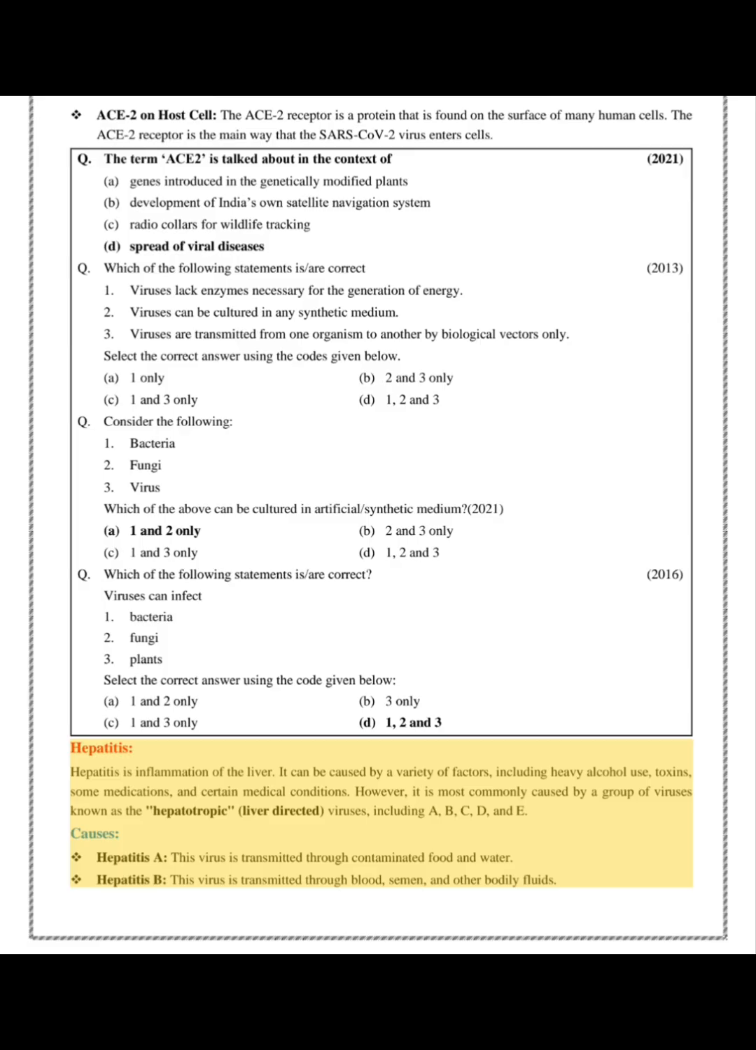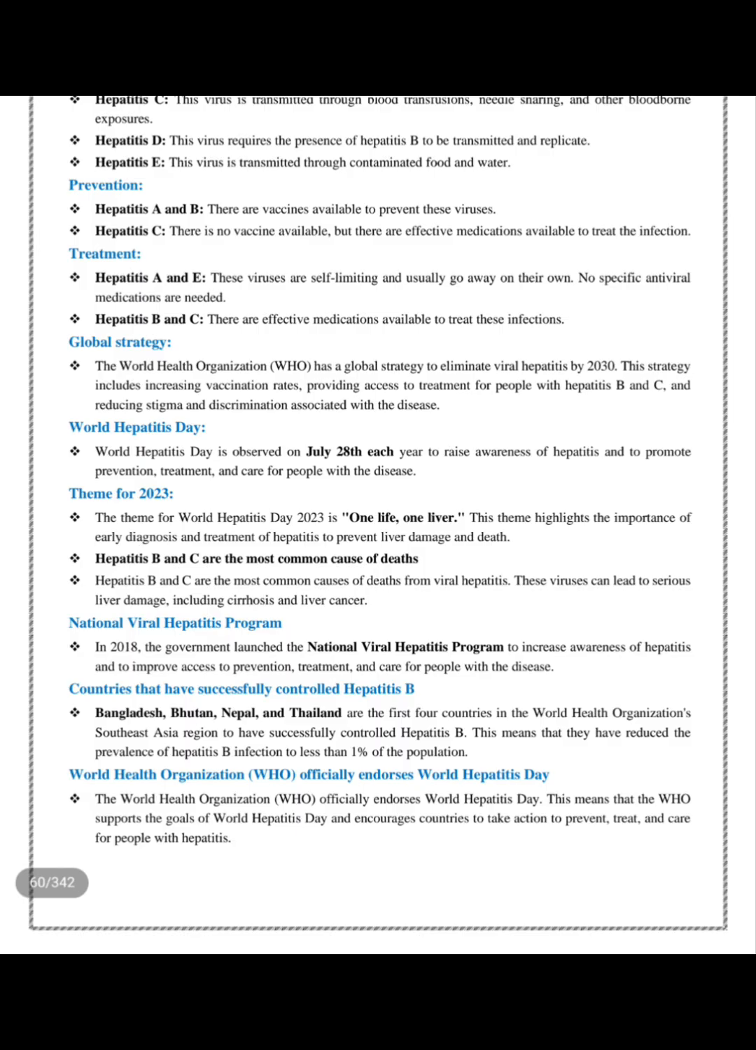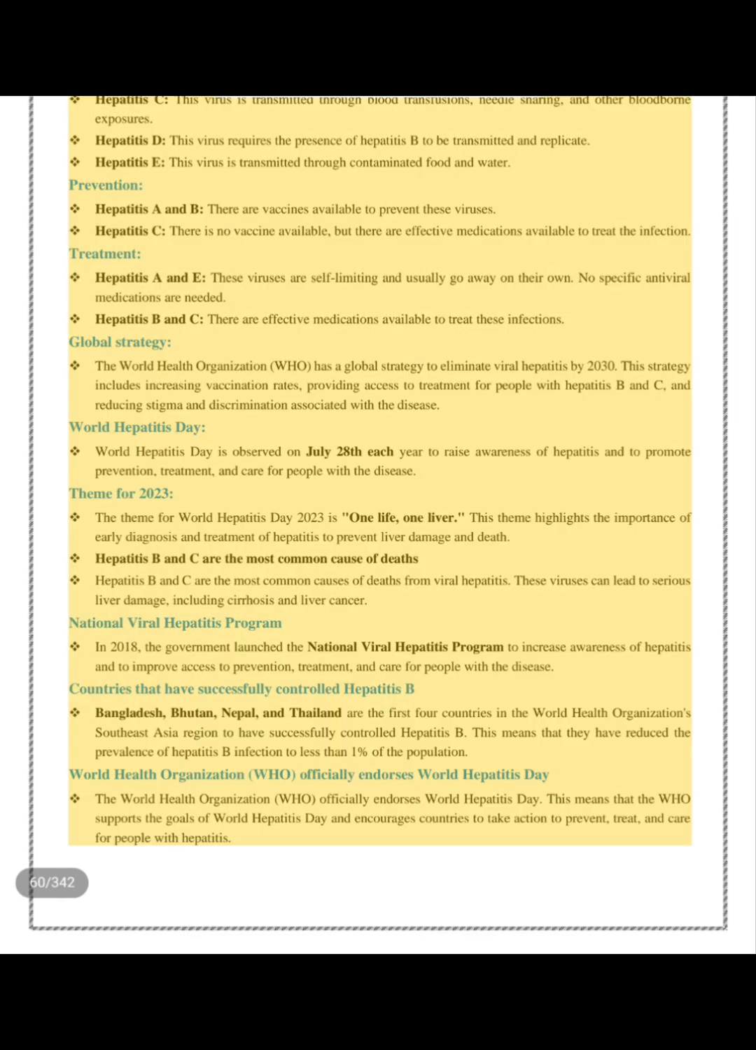Causes. Hepatitis A. This virus is transmitted through contaminated food and water. Hepatitis B. This virus is transmitted through blood, semen, and other bodily fluids. Hepatitis C. This virus is transmitted through blood transfusions, needle sharing, and other bloodborne exposures. Hepatitis D. This virus requires the presence of hepatitis B to be transmitted and replicate. Hepatitis E. This virus is transmitted through contaminated food and water.